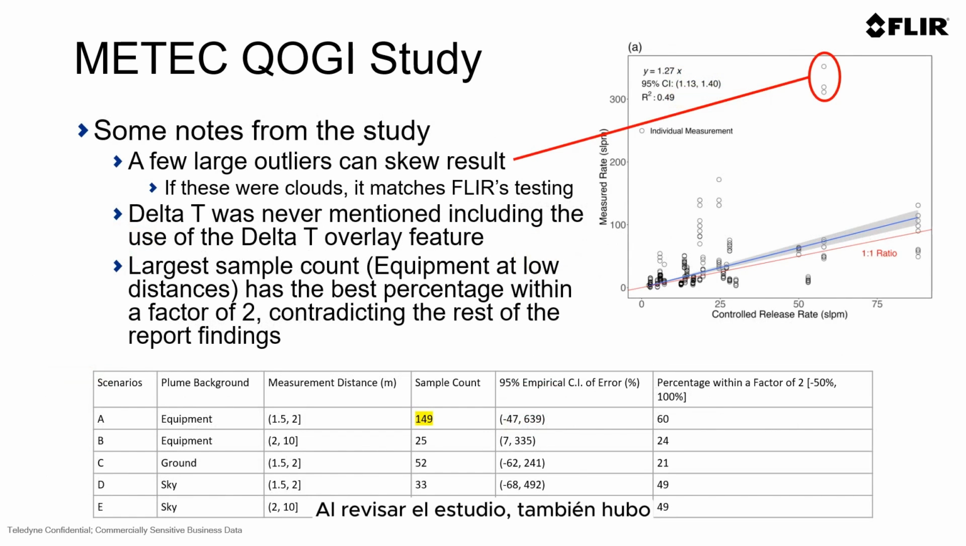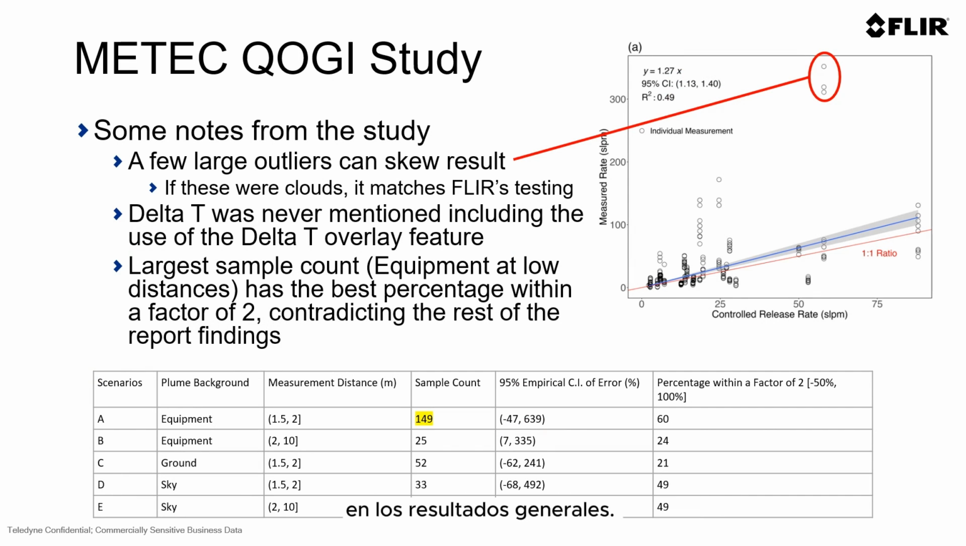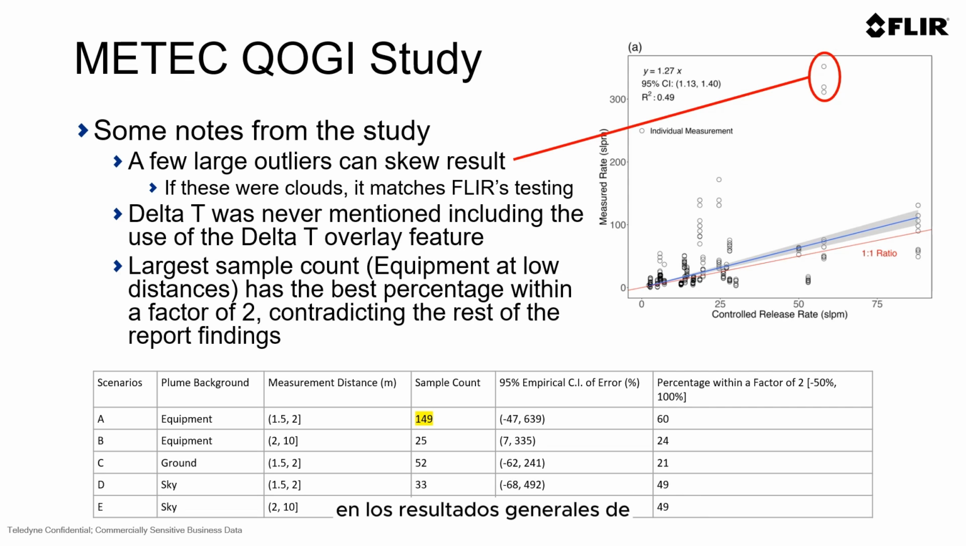In looking at the study, there were also a few outliers that would have a dramatic effect on the overall results. As you can see in this graph, there were 3 outliers that would have an extreme effect on the overall results of QOGI as a technology. These 3 outliers were not detailed as to why they were such heavy outliers in the study. Delta T was not mentioned in the study as it is a critical factor in the success of quantitative optical gas imaging.